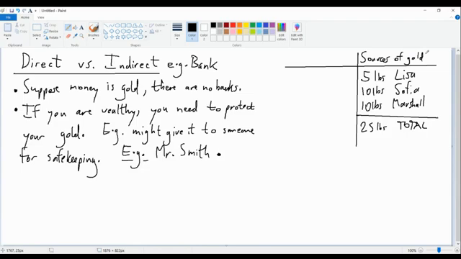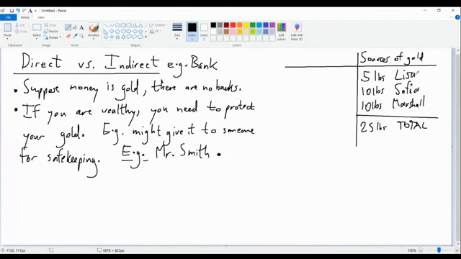Now, what this person, Mr. Smith, may notice is that actually Lisa, Sophia, and Marshall don't show up very often to use their gold, right? Every now and then they might show up and use some of it, but much of the time the gold is just sitting there unused. There's actually an even better reason why Lisa, Sophia, and Marshall might not show up to get their gold here.